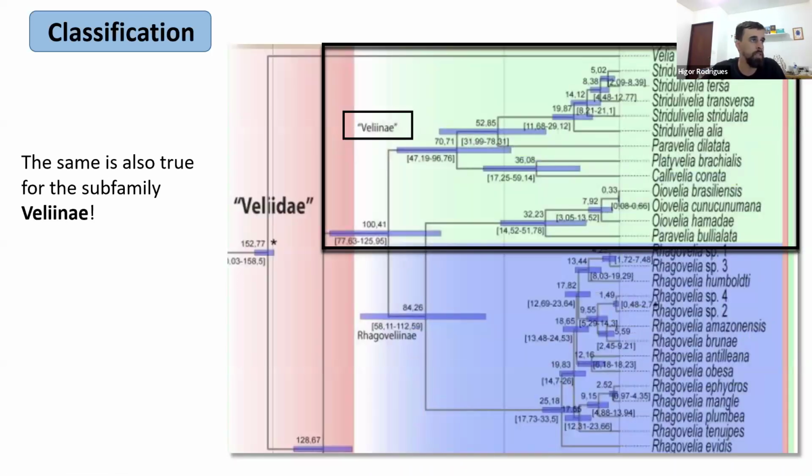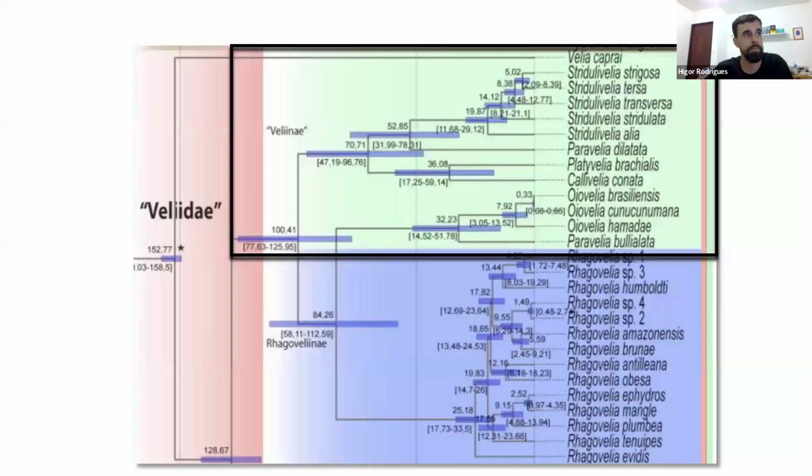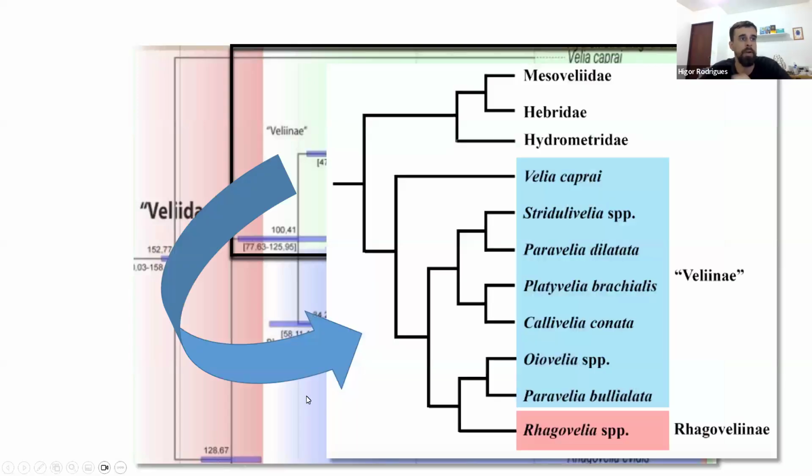Specifically for the subfamily Veliinae, the same is also true, in which Veliinae was recovered as sister to all other clades of Veliidae plus Gerridae, while a clade containing species of Euvelia and Paravelia bullialata is sister to Ragoveliinae, not to the rest of the subfamily. Also, the genus Paravelia was recovered as polyphyletic. You can see here.